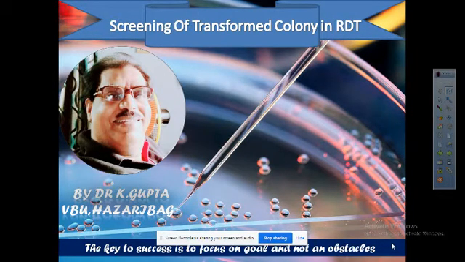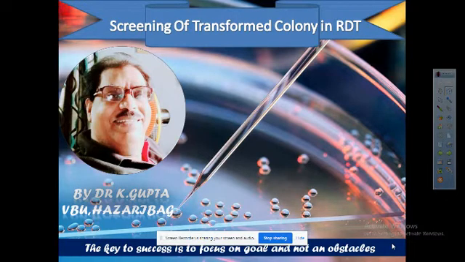This time I am going to give you some concept of how to screen the transformed colony, which is a very important step in order to confirm whether the plasmid or any vector has integrated DNA or not. Basically, this is a very tough task and a lot of concepts are required to understand the screening process.